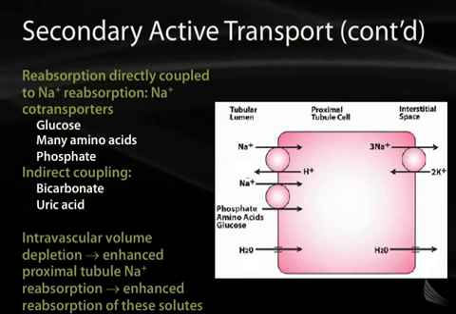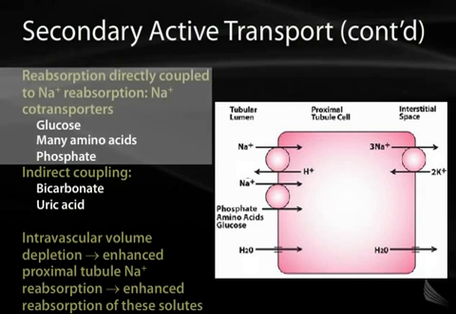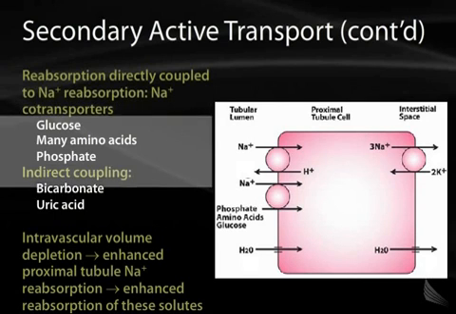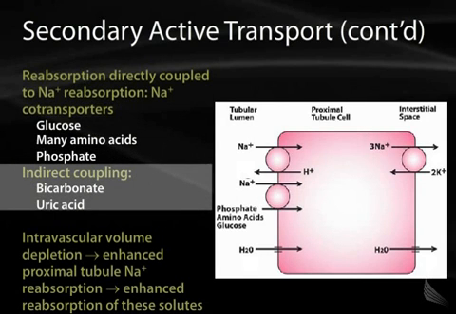Reabsorption via secondary active transport is either directly or indirectly coupled. With respect to glucose, amino acids, phosphate, and other substances, reabsorption is directly coupled with the sodium-phosphate, sodium-amino acid, or sodium-glucose cotransporter. Substances such as bicarbonate, as well as uric acid, rely on indirect coupling. We will walk through the reabsorption of bicarbonate in more detail in a few moments.